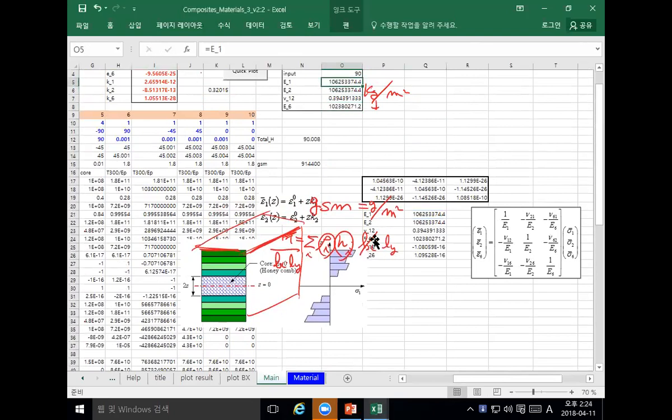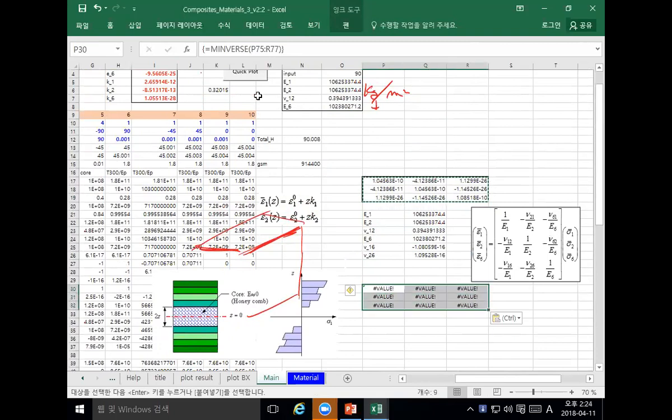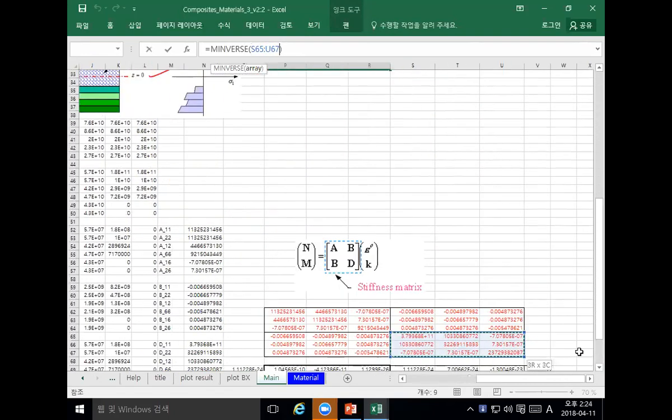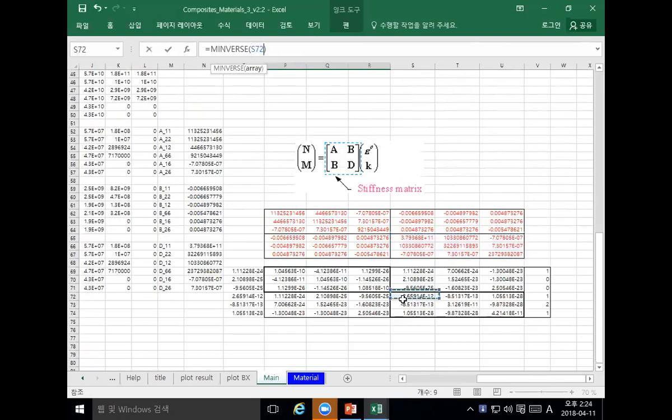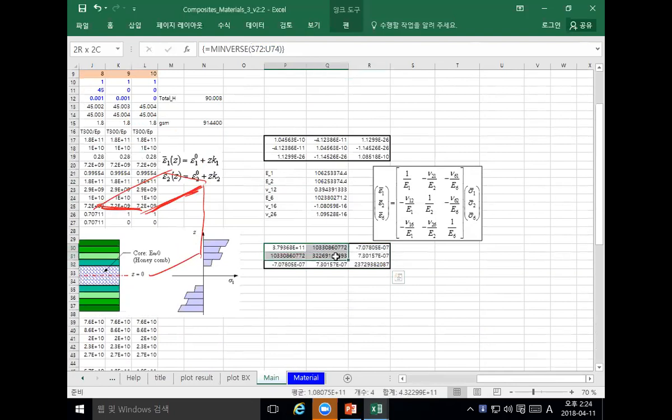It comes from here. So as you can see, this is the inverse of this, and I will do a similar job here. We got this, and the inverse of what? The inverse of the D matrix. This is the AD matrix, the inverse of the D matrix. And now we like to have the equivalent EI1, the bending stiffness. This is the inverse of that first term, and divide by thickness.